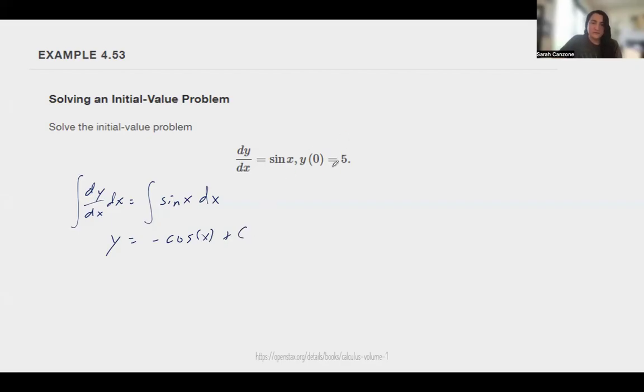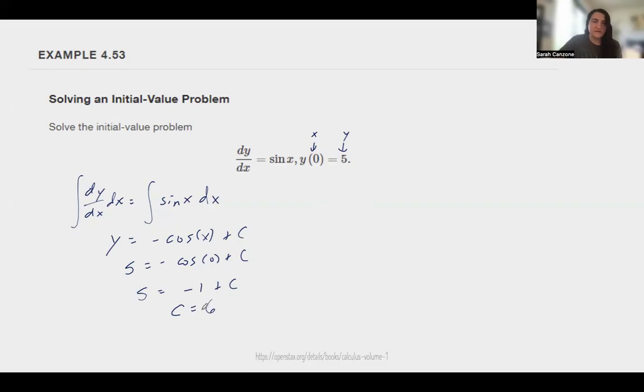But now that we're given initial conditions, we know what c is. So what we can do is we can go ahead and plug in these values. So we know, obviously, this here is our x value, and this here is our y value, given that y of 0 equals 5. So this tells us that 5 equals negative cosine of 0 plus c. And this, once again, requires us to know our trig values. So this tells us that 5 equals, well, the cosine of 0 is 1. So this is negative 1 plus c. So if you add your 1 to the other side, you get that c equals 6.